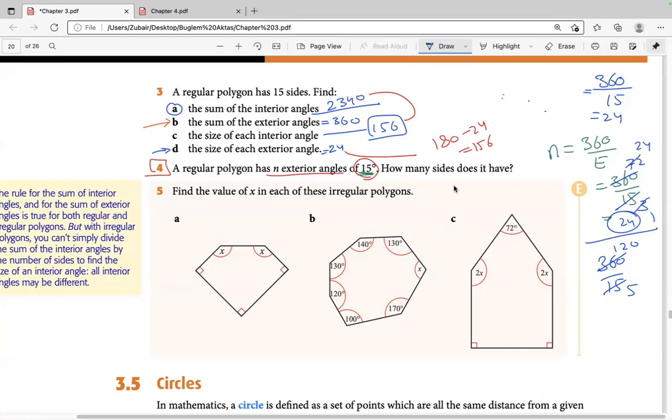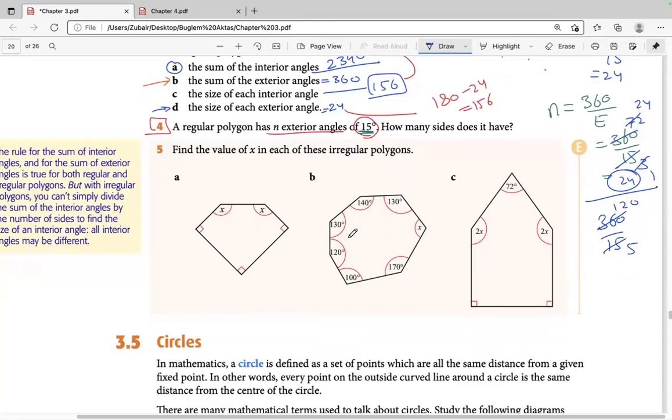Okay. Always go for cancellation first. You have smaller numbers. Apart from long division, which is again possible, but we'll ignore that. We go for cancellation first. Okay. Question five says find the value of x in each of these irregular polygons.